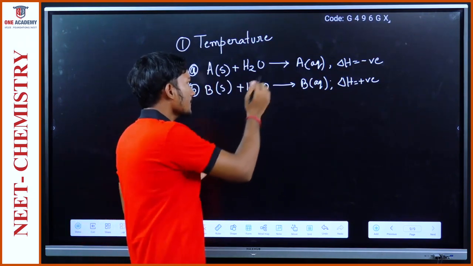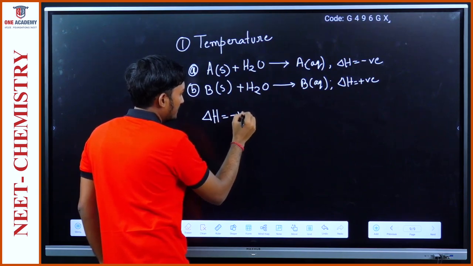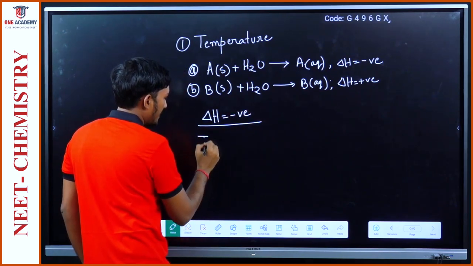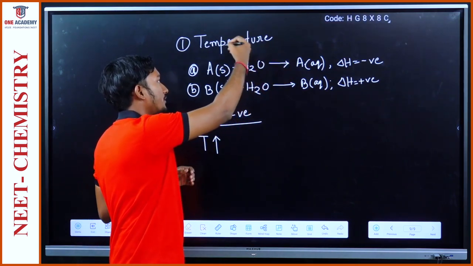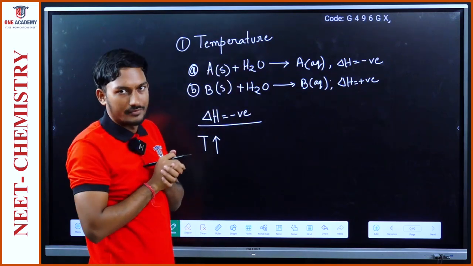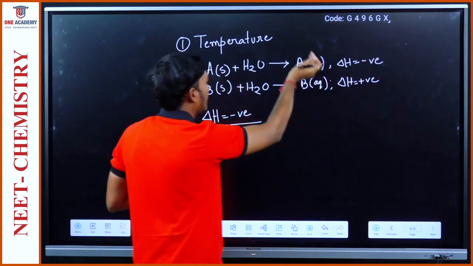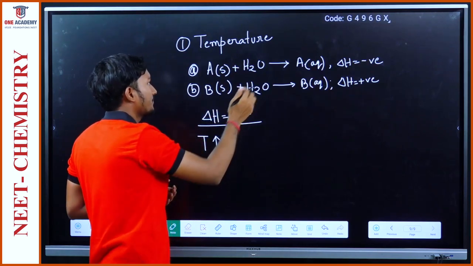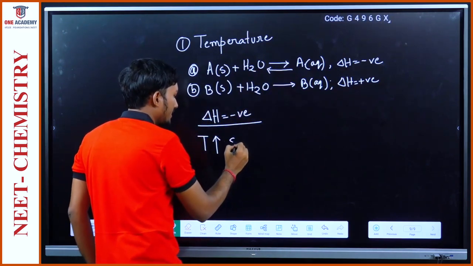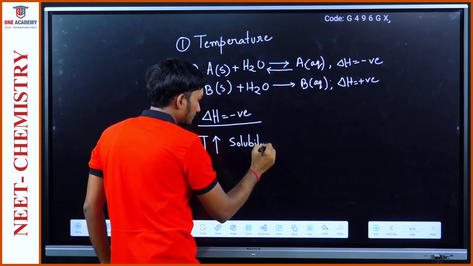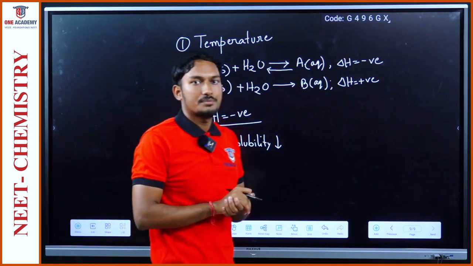So for this one, if delta H is negative and I am increasing temperature, that means the system will try to get back to the side where heat is being absorbed. On the right side, there is a production of heat. On the left side, there will be absorption of heat, and that's why the system will try to get back into the reactant side. Solubility will decrease from Le Chatelier's principle. Okay.